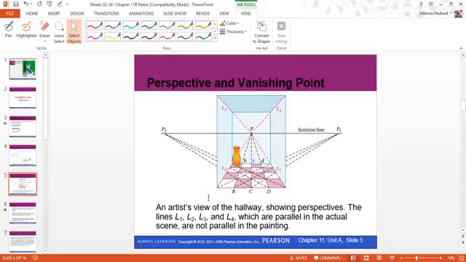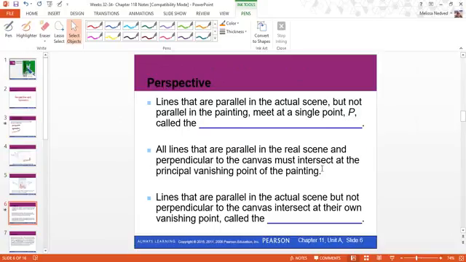Let's take another look at a different perspective here. We've got P1 and P2, two different positions that we could be looking at it from. It says an artist's view of the hallway showing perspectives. The lines L1, L2, L3, and L4, those are those pink lines coming from the floors and the ceiling, which are parallel in the actual scene, are not parallel in the painting. So we talked about how that perspective changes from when we're taking what we're actually looking at and putting it into a picture.